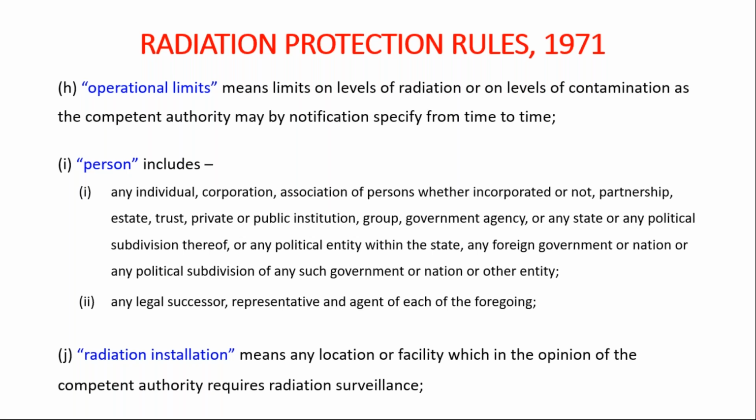That may include a legal successor, representative and agent of each of the foregoing. Just like the auditor may be from a government agency, that is called a government representative. If it is from a third party, then third party representative. If it is a consultant or agent, all these people who are directly or indirectly involved in this type of activity, that is radiation activity, are called person.